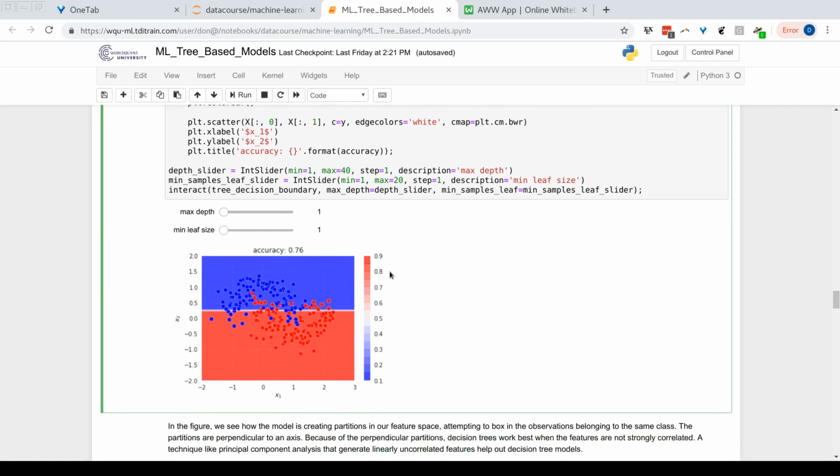In this case, max depth and the min sample size, the min leaf size. Initially, if we have a very shallow tree, just a depth of 1, this is our best attempt to separate our two classes. And notice the cut is orthogonal. It goes along one axis, one dimension.